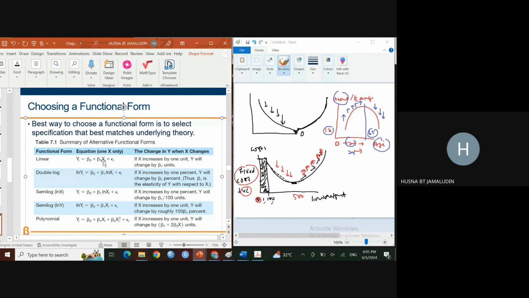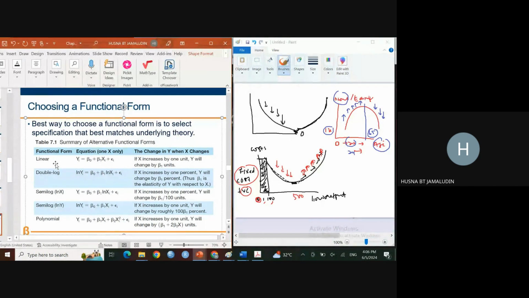So we start with the driving factor. When the driving factor changes, what happens to y? Previously I explained that y changed by this amount because x changed by whatever. It can be done that way, but normally we start with the driving factor, which affects the dependent variable. This is a summary of interpretations for different types of functional form: you have linear, log, and semilog, which can be log-lin or lin-log, and then the polynomial. Let's see how they are interpreted.